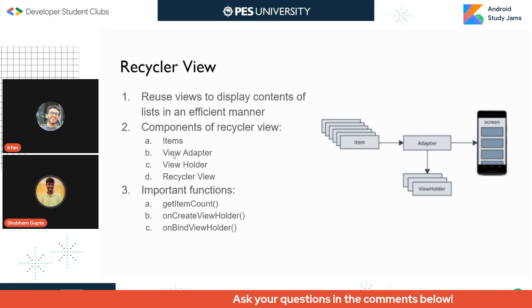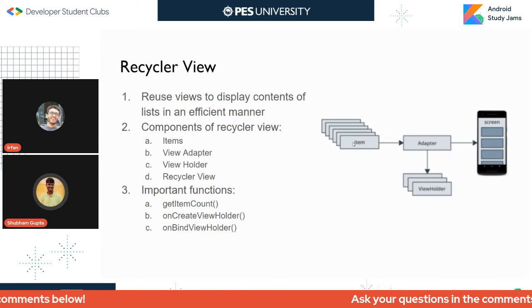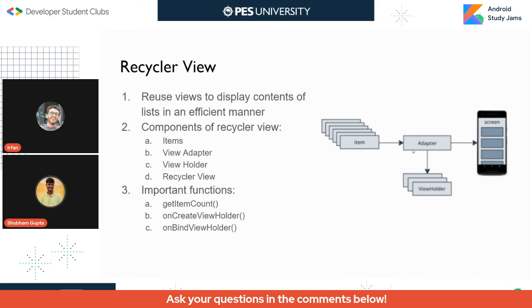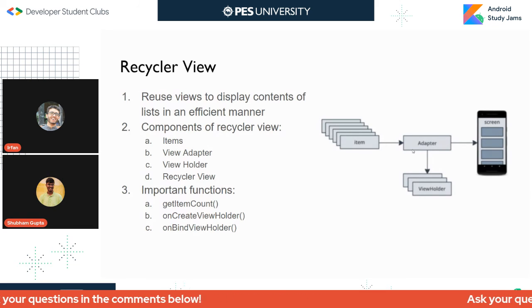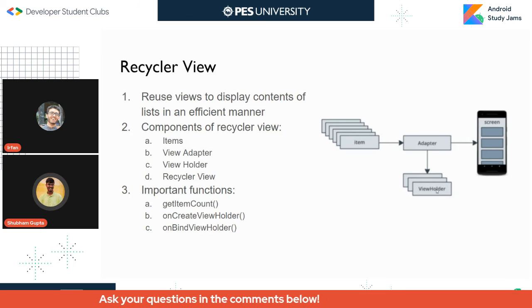So to explain the components of Recycler View, we have the items, which is a list of raw data. You pass the list of items to the adapter. The adapter converts the raw data into a parsable form for the Recycler View. First it'll go to a view holder. It'll get a view, and it'll attach the item to the view.